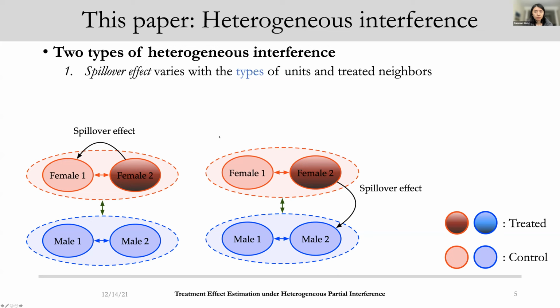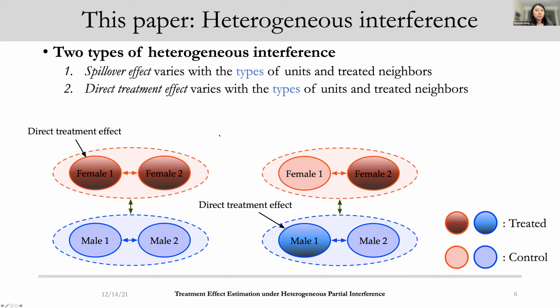In addition, the direct treatment effects may also be heterogeneous. First, it may vary by whether it's the female or male student who is treated. And second, it may vary by whether the treated friends are female or male.